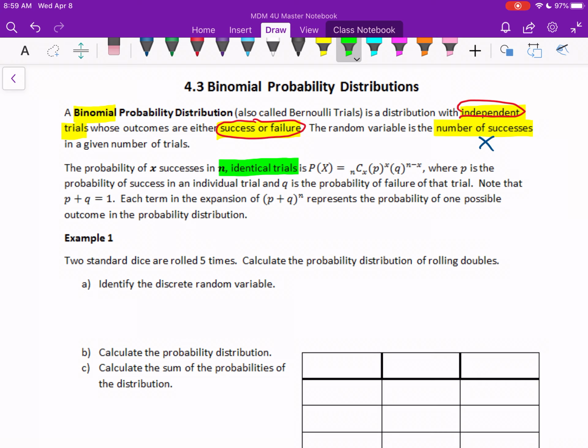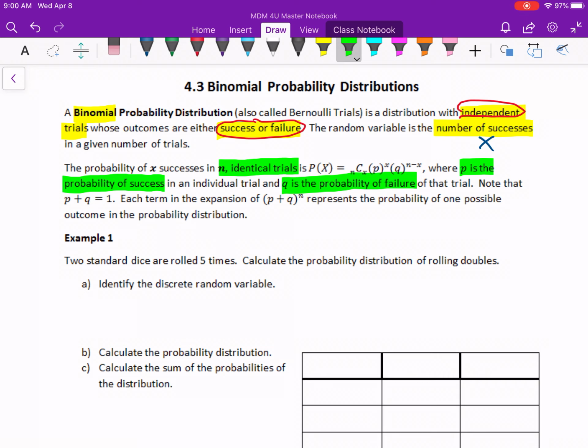And then Q is the probability of failure. And you can see that we're going to use powers for that. So P to the X and Q to the N minus X. Again, X and N are going to be specific numbers for any particular one. So we need to know what P and Q stand for as well. So we've got a few variables going on, but it's actually pretty easy to use this formula once we wrap our heads around what the variables stand for.